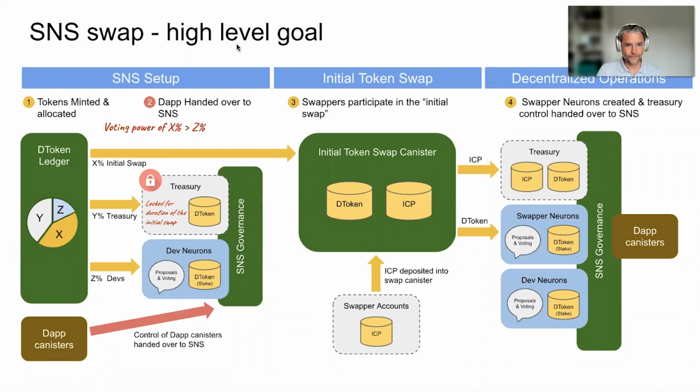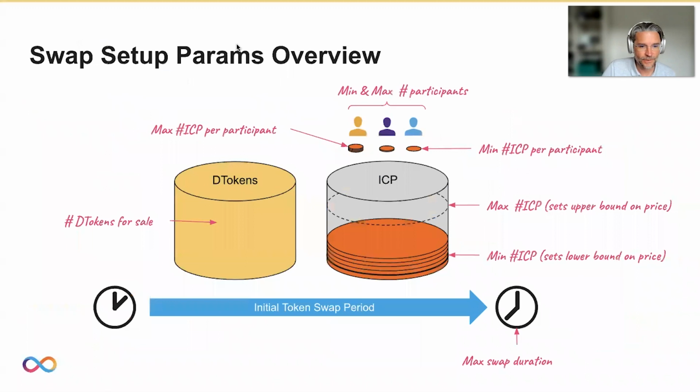And now I'm going to go through a more step-by-step explanation of the more detailed interactions with the swap canister. So I'm going to start with what are the parameters by which you can set up a swap. So the first thing you need to specify as a project would be how many tokens that you want to allocate into this sale or swap.